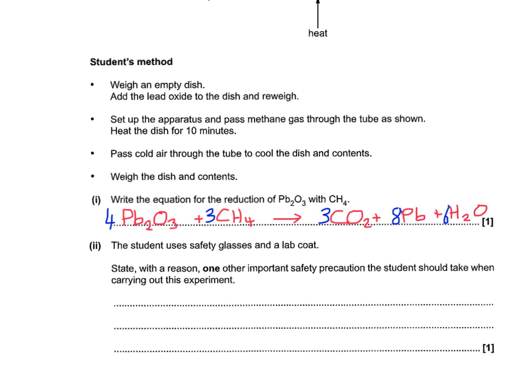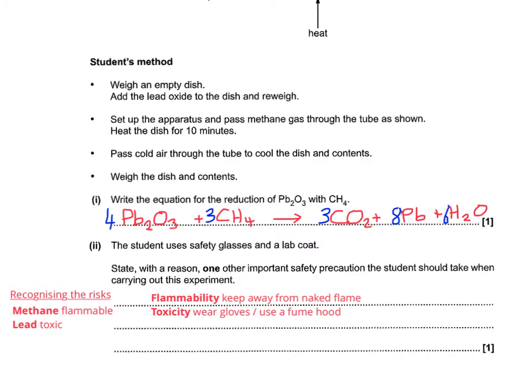So it says the student uses safety glasses and a lab coat, and state with a reason one other important safety precaution the student should take when carrying out this experiment. So lots of different things you could say here, but the main thing to do is to base your answer on the fact you've recognised the risks. Now the risks come with the chemicals normally. So methane is flammable, lead is toxic.